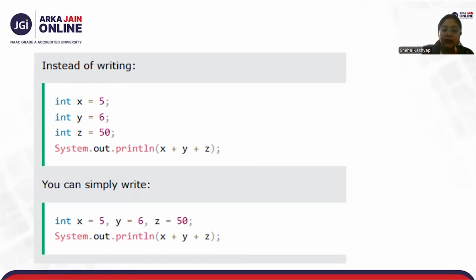But instead of writing like this, we can simply write it in a single line also. We can simply give int x is equal to 5, comma, y is equal to 6, comma, z is equal to 50. So system.out.println x plus y plus z. Both the lines mean the same, and it saves lines and also saves time. Instead of writing integer 3 times, we can write it one time and initialize the values. So this is just one of the ways to initialize the values.